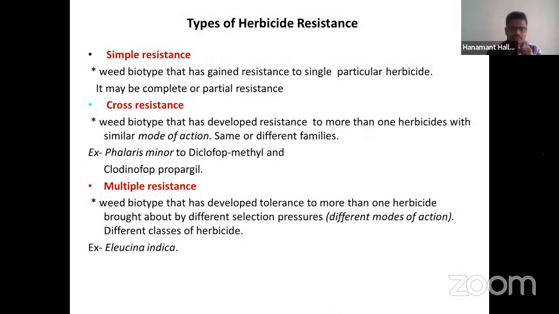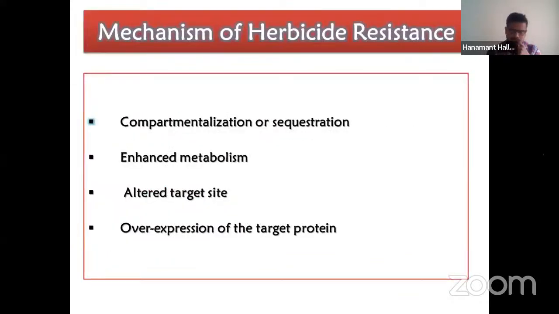If you look at examples, in cross resistance, Phalaris minor is resistant to diclofop-methyl and clodinafop-propargyl. In multiple resistance, a weed biotype has developed tolerance to more than one herbicide, brought about by different selection pressures. The example is Eleusine indica, which has resistance to two or more herbicides of different modes of action.